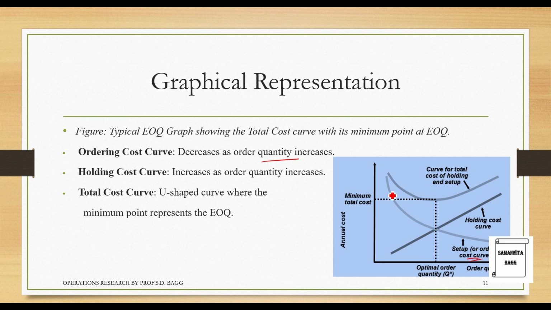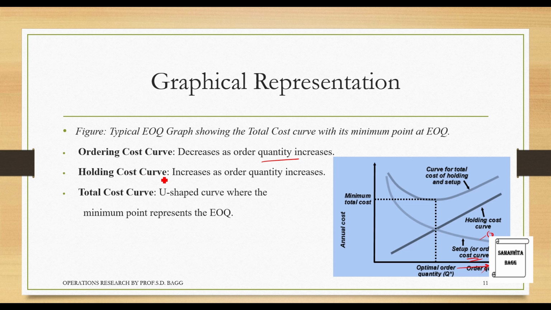Ordering cost. As you can see, this x-axis is indicating order quantity, how much you are ordering. This y-axis is indicating cost, annual cost. So as the order quantity increases, as you go towards the right, you can see that your ordering cost is going to reduce. So you can see this curve for that, the first one.